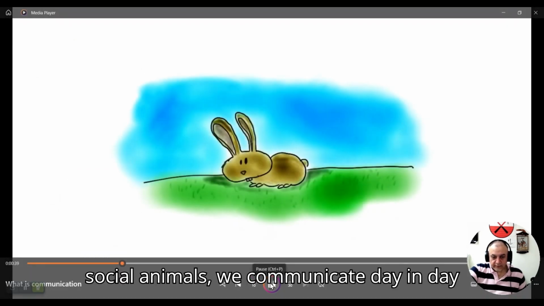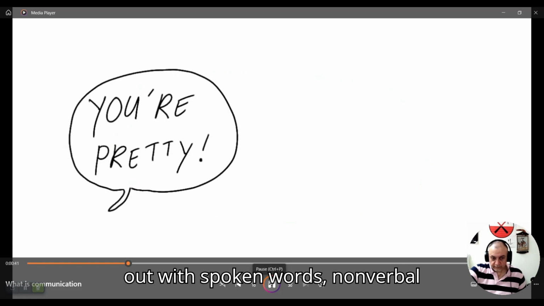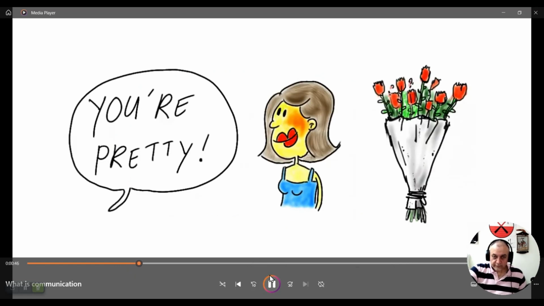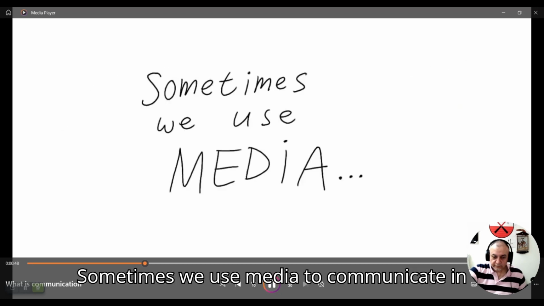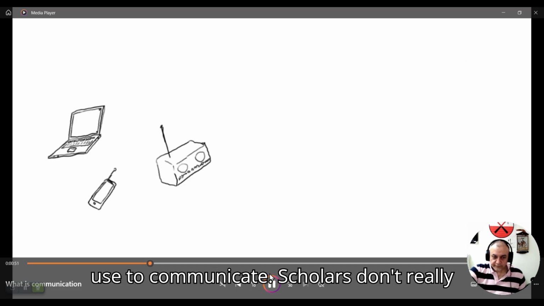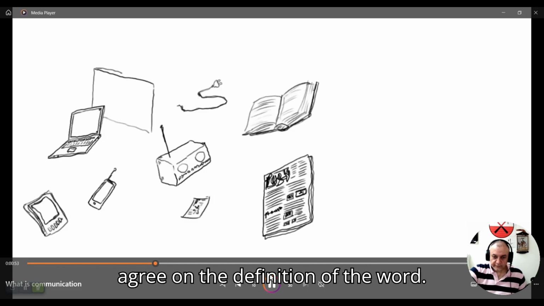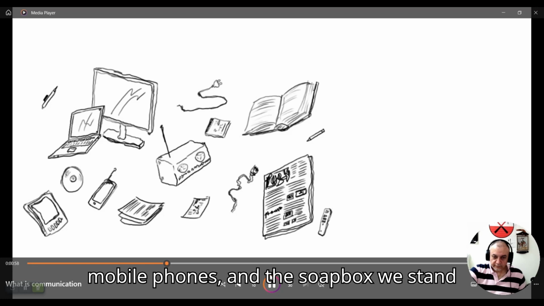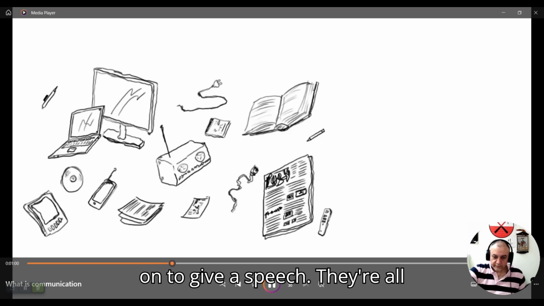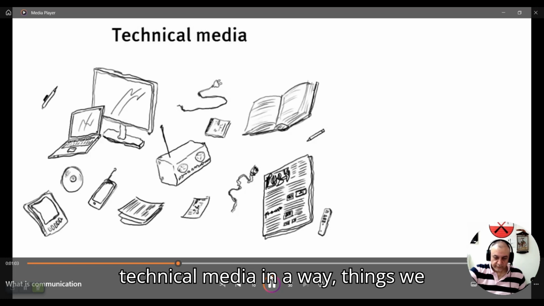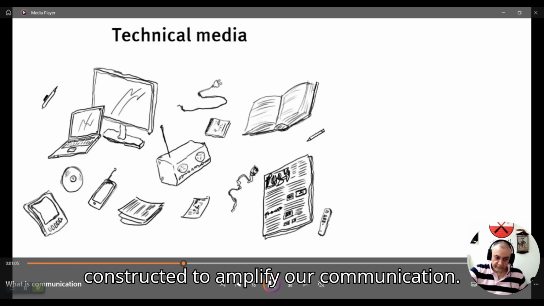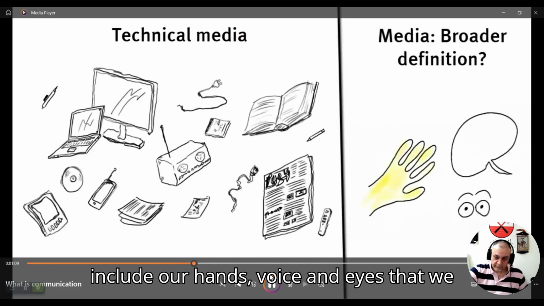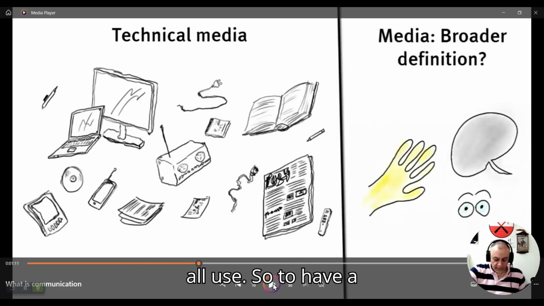As social animals, we communicate day in, day out with spoken words, non-verbal gestures, signs and symbols. Sometimes we use media to communicate a message. Media are the channels that we use to communicate. Scholars don't really agree on the definition of the word media. Television, internet, radio, mobile phones, the soapbox we stand on to give a speech, they're all technical media in a way, things we constructed to amplify our communication. In the broader definition, we can include our hands, voice and eyes that we all use.